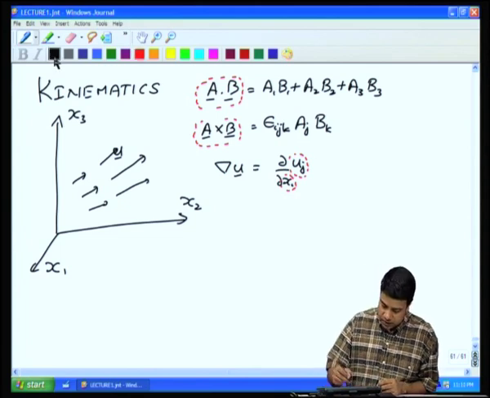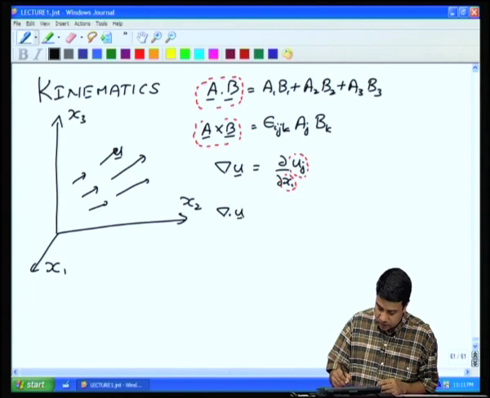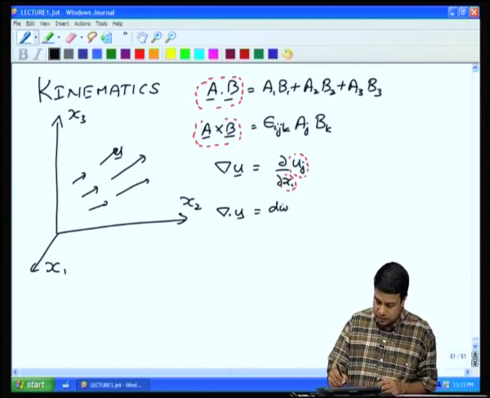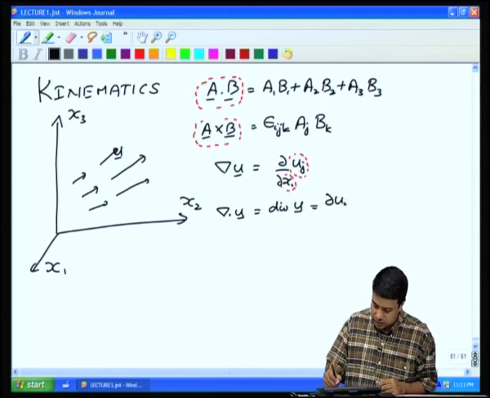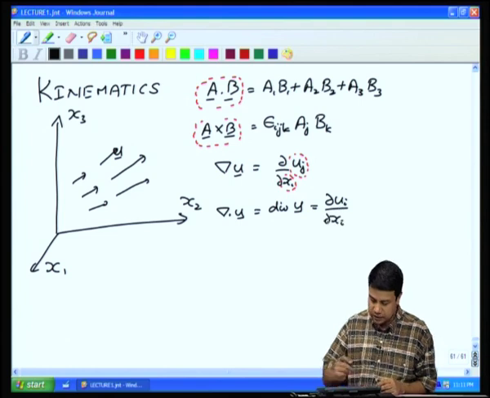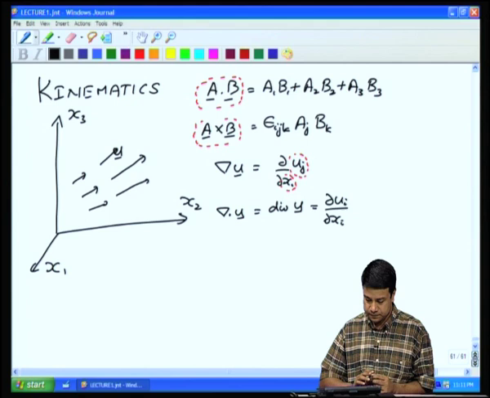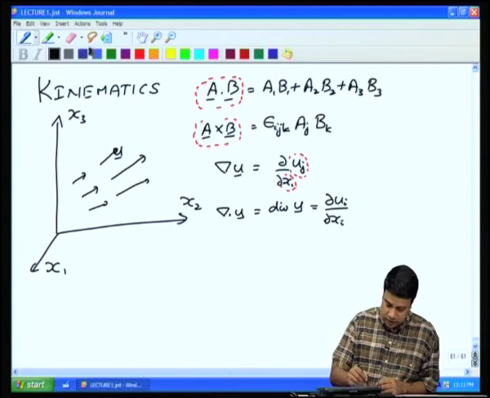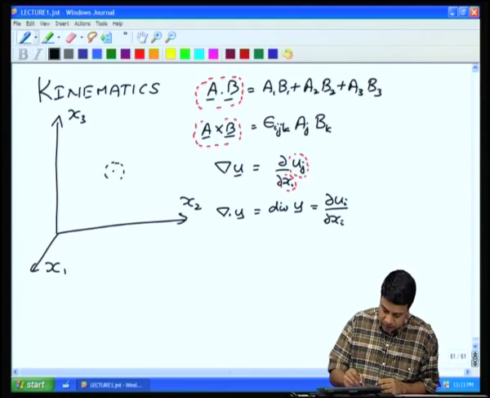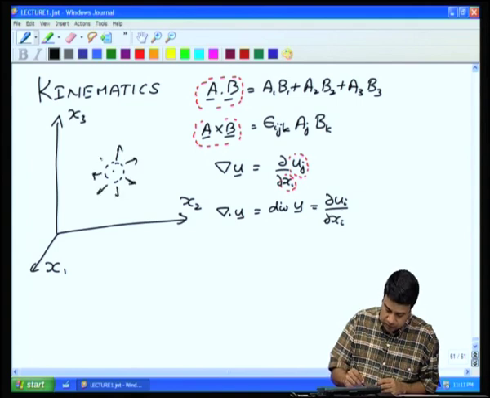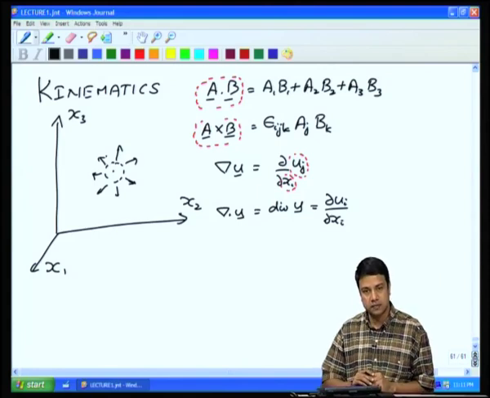One of them was the divergence del dot u, which is the divergence of u. In indicial notation, you would write that as partial u i by partial x i, the divergence of a vector. And by an example I had shown you in the last lecture that this is non-zero at a point only if I have a velocity component that is diverging radially outward from that point.